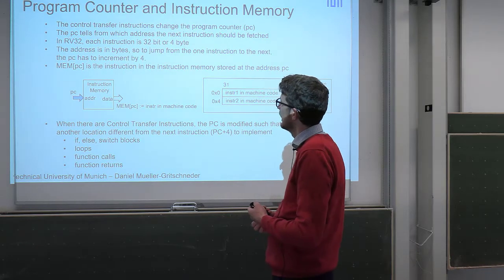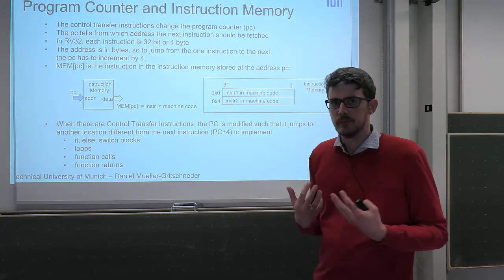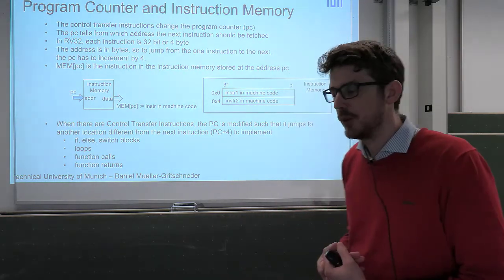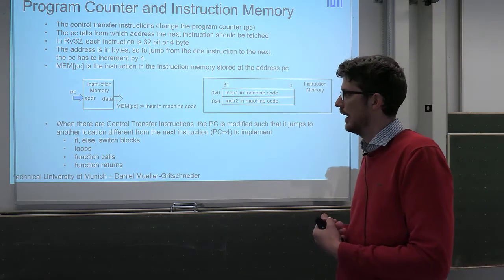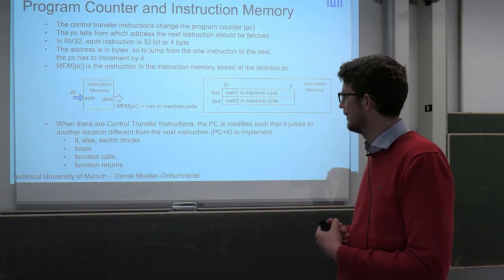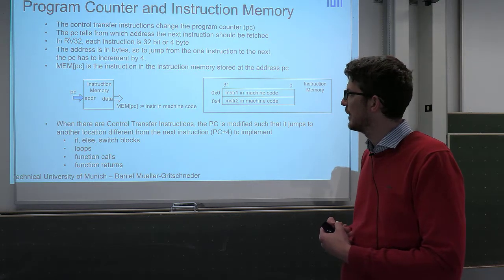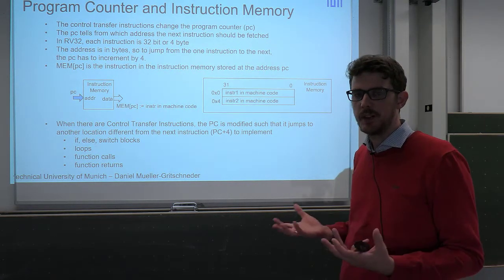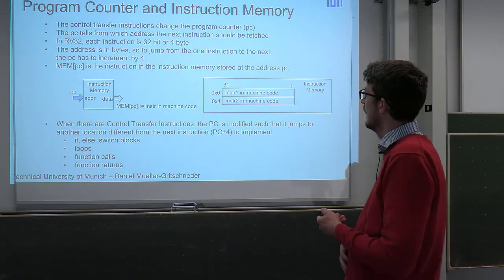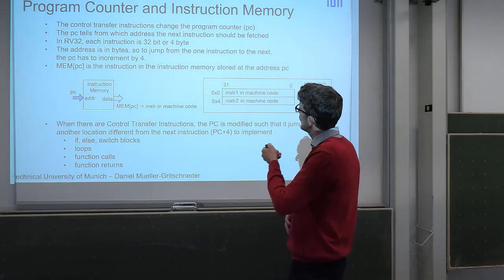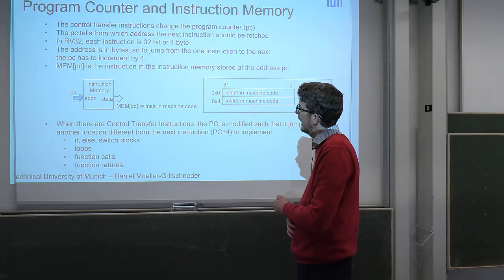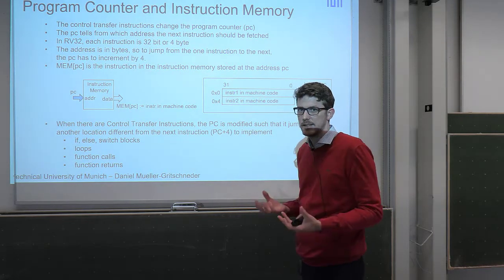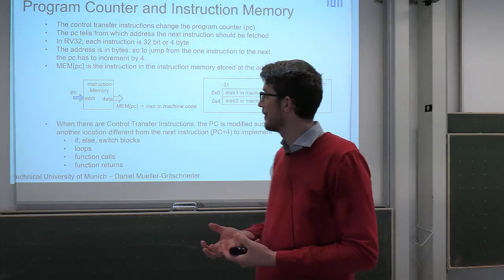Okay, now we have to be a little bit careful. Now we also want to be able to do transfer of control. And there we have to think about what these instructions are actually doing. What they are doing is changing the so-called program counter. And the program counter tells you the address of the next instruction to execute.